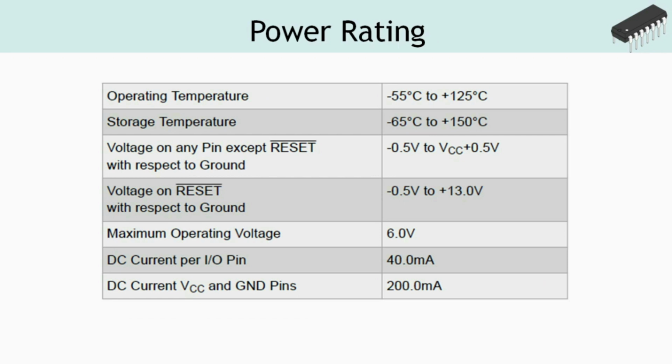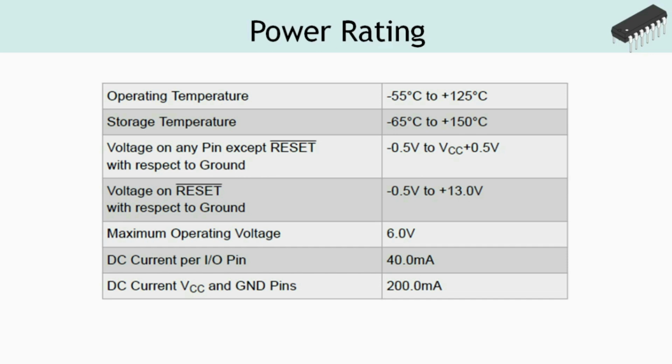The table shows the absolute maximum ratings of the ATmega328 microcontroller. The voltage on any pin except the reset pin must be in the range of minus 0.5 volt to VCC plus 0.5 volt with respect to the ground. The reset pin allows minus 0.5 volt to 13 volt, and a higher voltage is applied to the reset pin in high voltage programming mode to rescue the fuse.